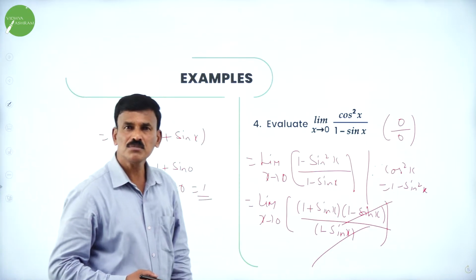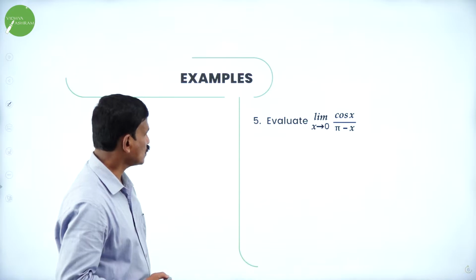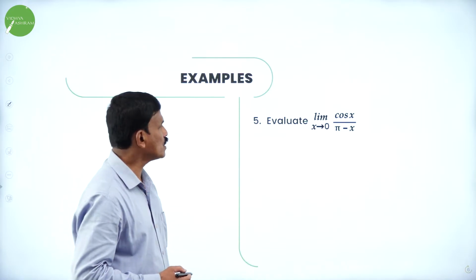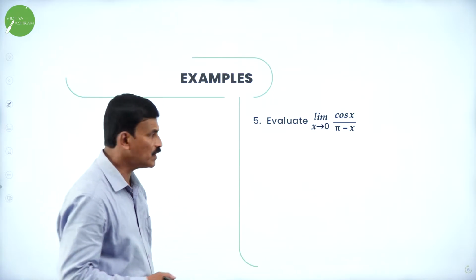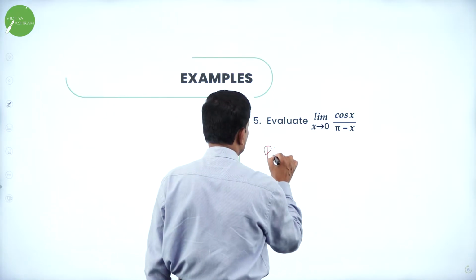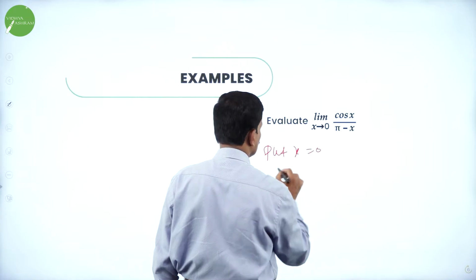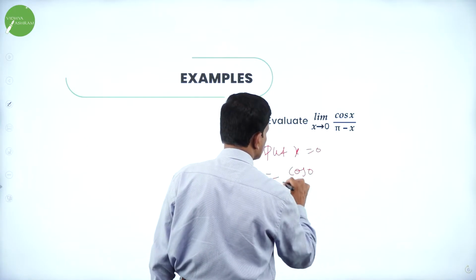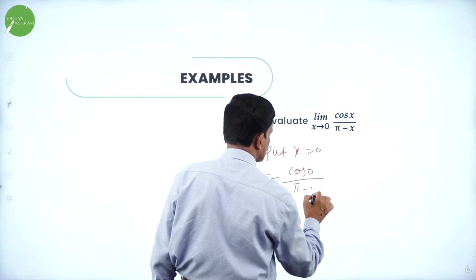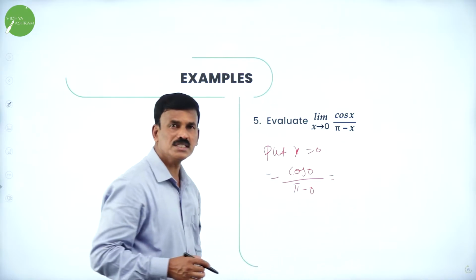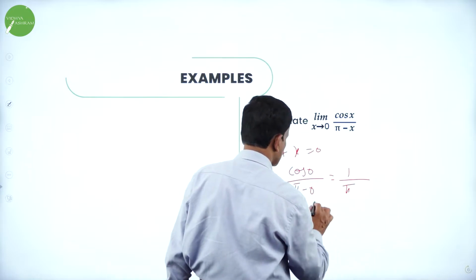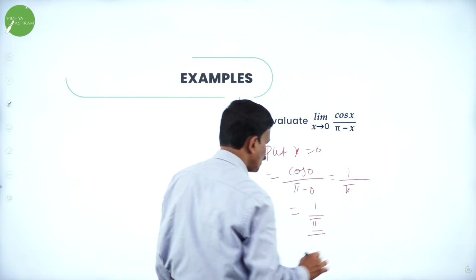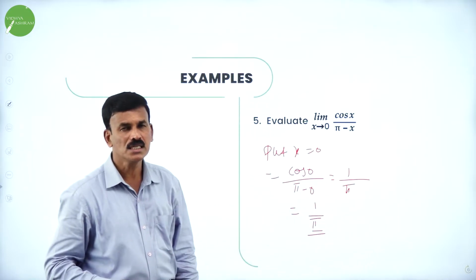Now let us come to the next problem. Limit x tends to 0 of cos x divided by pi minus x. Straight away you can put the value of the limit. Here x is equal to 0, put x is equal to 0. Then this reduces to cos 0 divided by pi minus 0. What is cos 0? Sin 0 is 0, cos 0 is 1, divided by pi minus 0 is pi. So the required answer is 1 by pi.